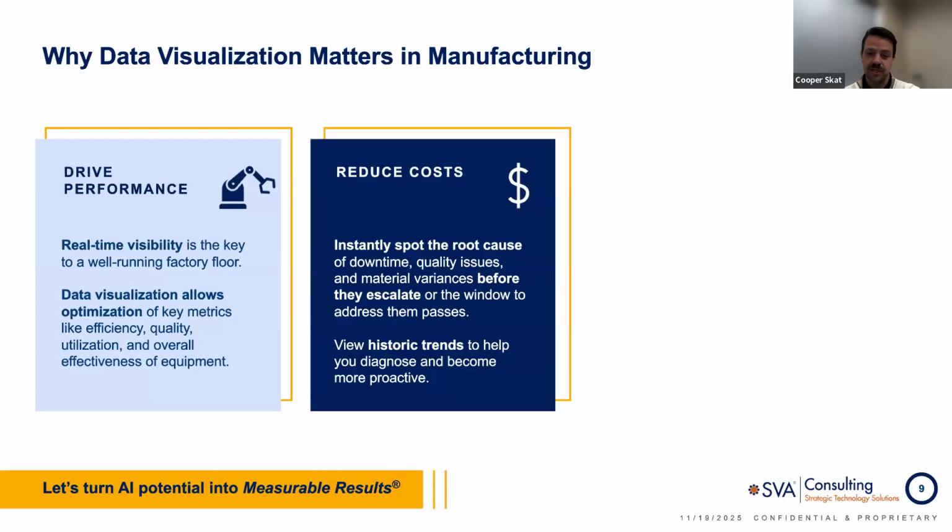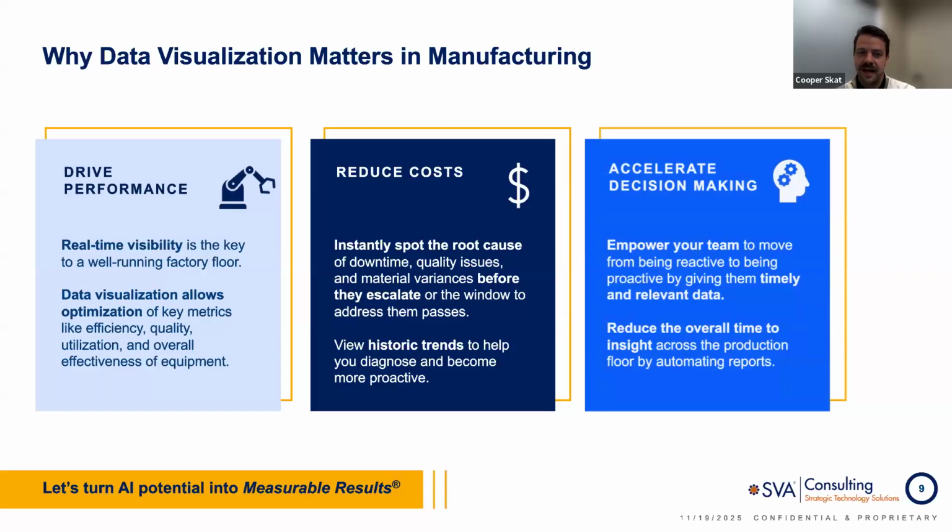Alongside that, it'll help reduce costs, right? When we have a machine or BOM that's running poorly, the quicker we can identify that issue and escalate it through the right channels or go and address it, the quicker we can cut down on lost revenue and increased costs. And then alongside that, we can look into historic trends a little more easily. That helps us identify things that have happened in the past and prevent them from happening again in the future. And then the last pillar of that is accelerated decision making.